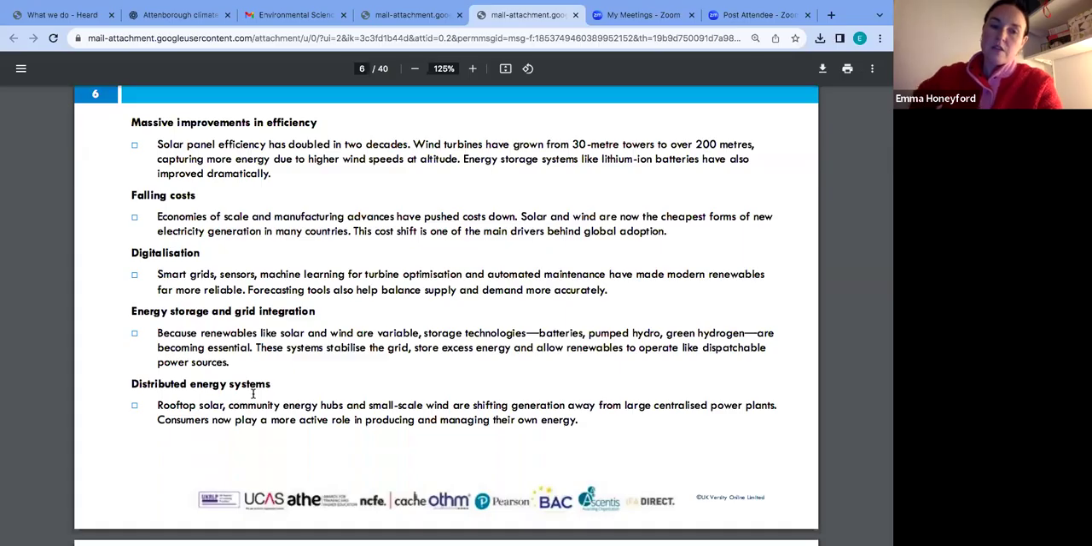Energy storage and grid integration. Because renewables like solar and wind are variable, storage technologies, batteries, pumped hydro, green hydrogen are becoming essential. These systems stabilise the grid, store excess energy, and allow renewables to operate like dispatchable power sources.